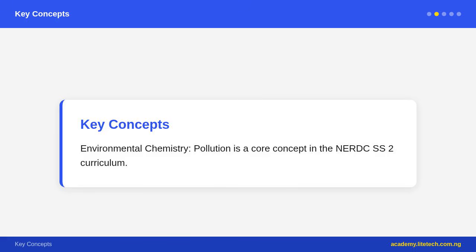Chlorofluorocarbons, CFCs, formerly used in refrigerators and aerosol sprays, destroy the ozone layer: Cl + O3 → ClO + O2, ClO + O → Cl + O2. Each Cl atom can destroy up to 100,000 ozone molecules, a chain reaction.